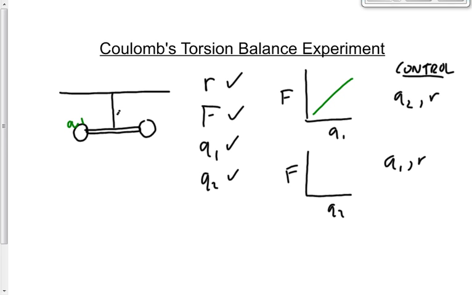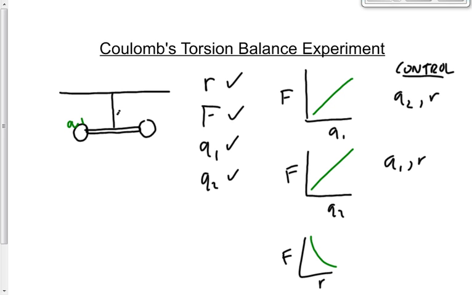In other words, they remain control variables. He plots that graph, and he gets another straight line. He does one final experiment with lots of trials. He manipulates the value of R, the distance that separates these two charges. For this one, he gets a graph that looks a little bit trickier. It looks like this.